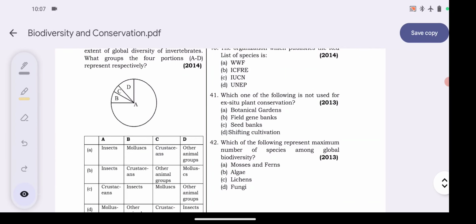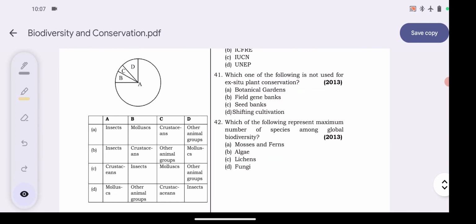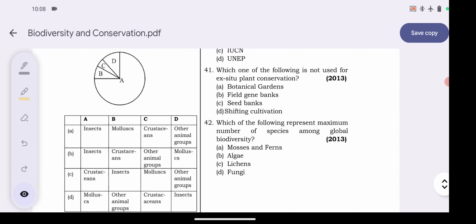Question number 38. Insects have the largest population, so insects will be first. Second, at B, comes mollusca. Third, crustaceans, and fourth comes other animal groups. So insects are A, mollusks are B, crustaceans are C and other animals are D. So option A will be your answer.